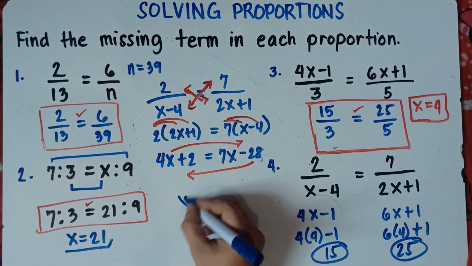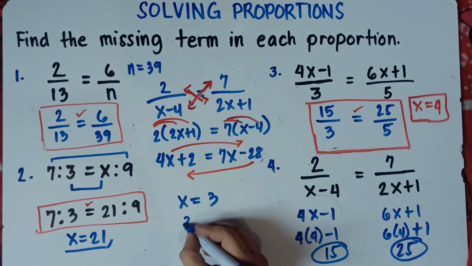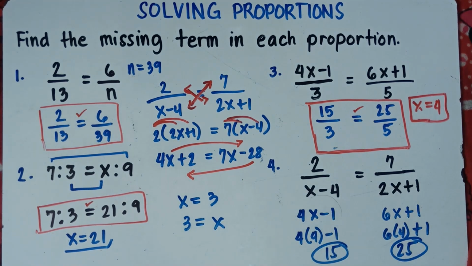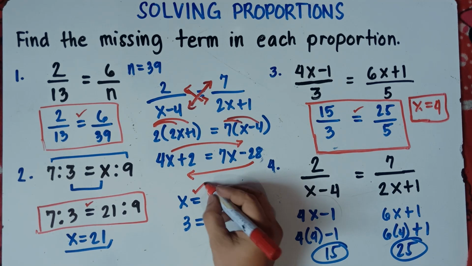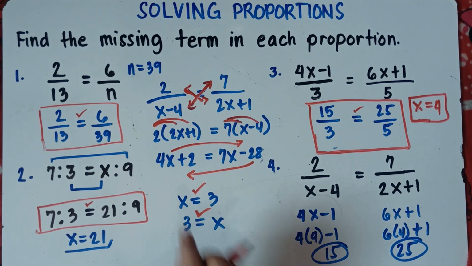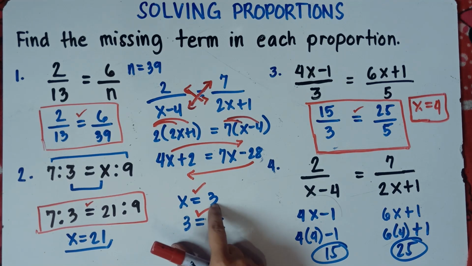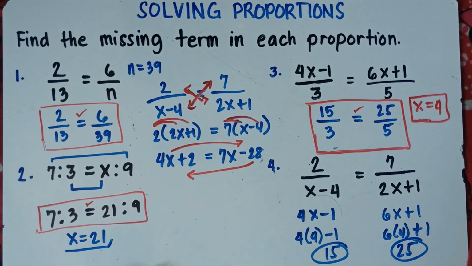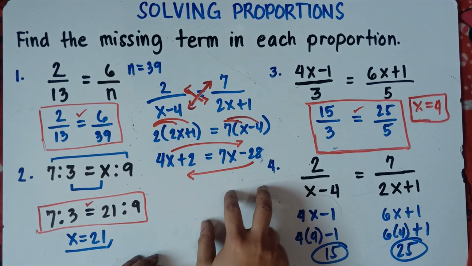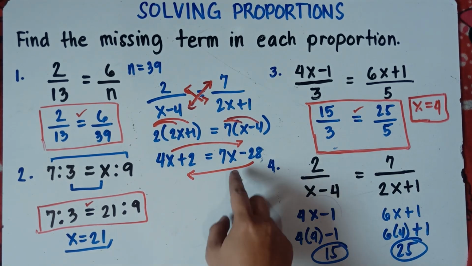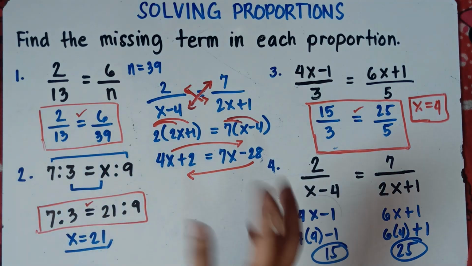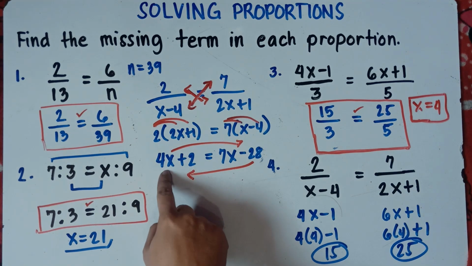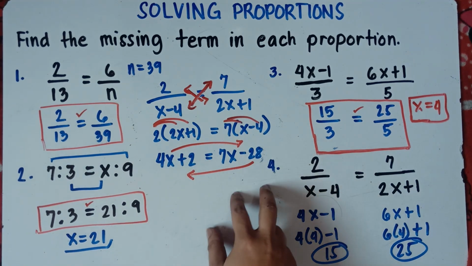In algebra, x equals 3 is just the same with 3 equals x. So it doesn't matter, class, if your x is on the left or your x is on the right. You will get the same answer. So we just simply transpose this 4x from left to right so that our x answer will be positive. If you really want to transpose 7x from right to left, that's okay, class. You can do that. But for me, it's better to transpose 4x from left to right so that our x value will be positive.